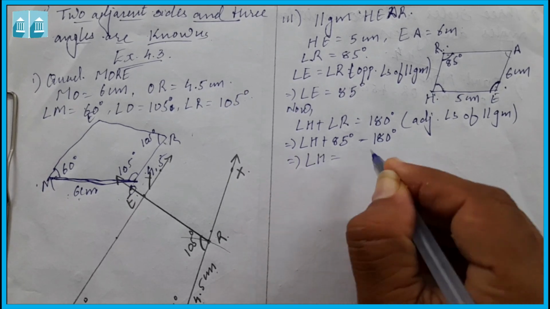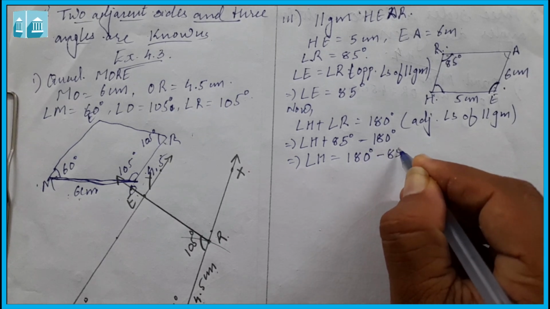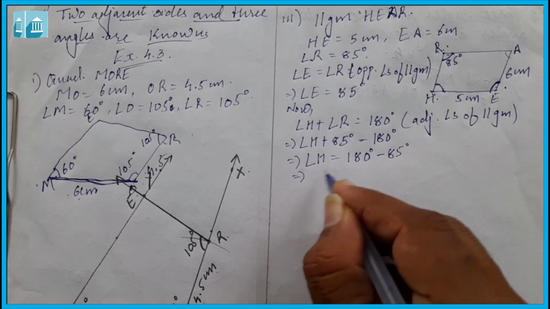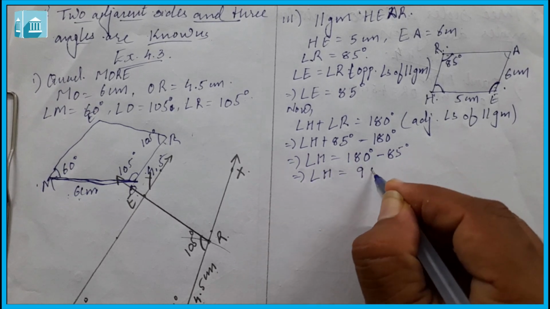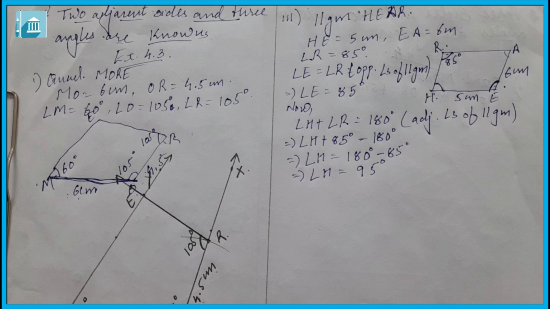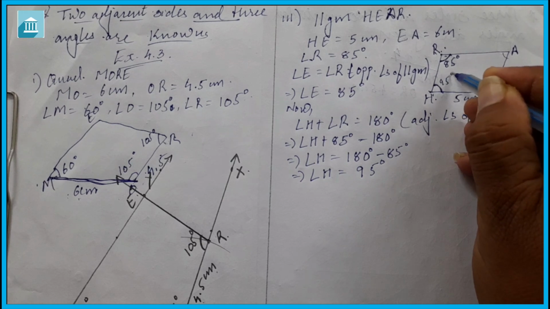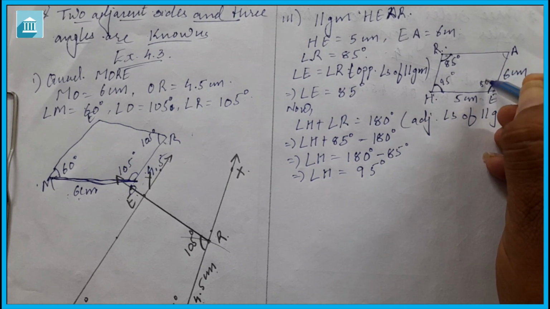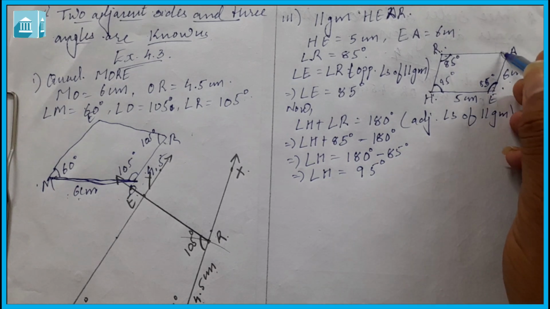Angle H is equal to 180 degree minus 85 degree. We imply that angle H is equal to 95 degree. So here we got angle H is equal to 95 degree. Now we got this angle is equal to 95 degree. This is equal to 85 degree. Now if this is equal to 85 degree, we need this angle.